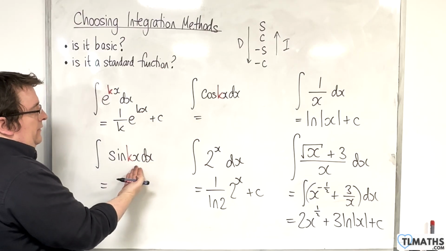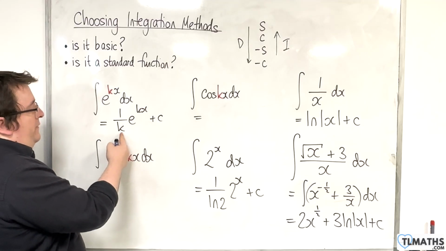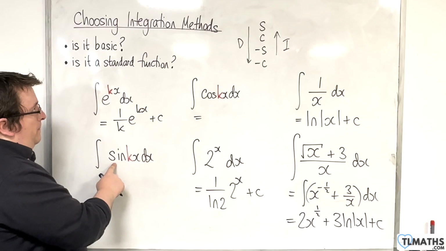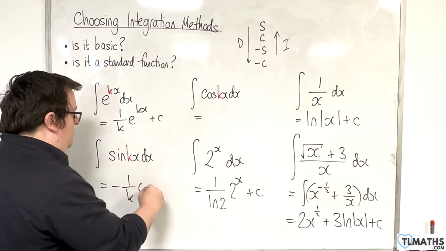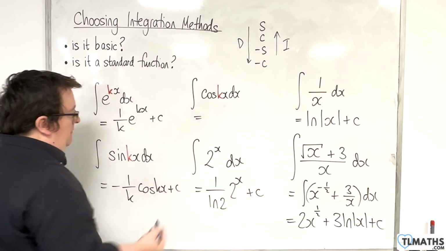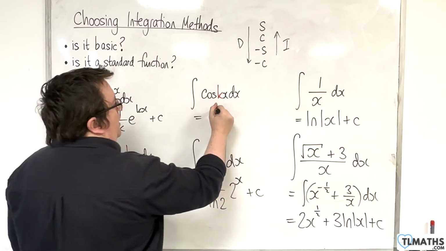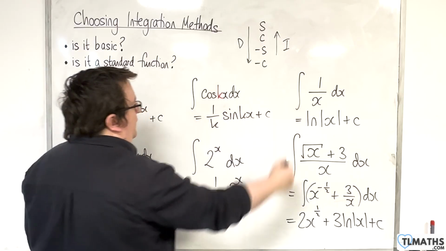And sine of kx, well, you introduce that 1 over k out in front, just like you have for this example. Sine integrates to minus cosine, okay? So we need to go minus 1 over k cosine of kx plus c. Cosine of kx, again, 1 over k, sine of kx plus c.